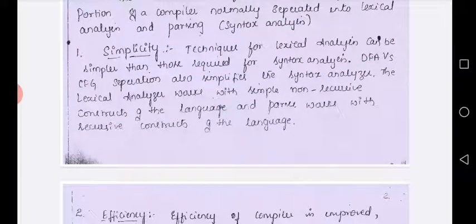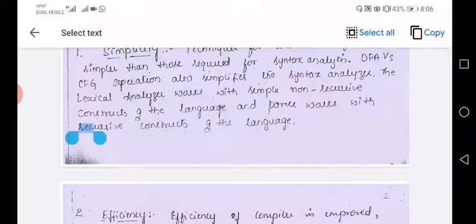If you combine these two phases, the lexical analysis phase and the syntax analysis phase, the working principle of lexical analysis is different from syntax analysis. Lexical analysis works based on non-recursive construction of the language. Once it receives the source program, it generates the tokens, and we are not coming back to the same location.